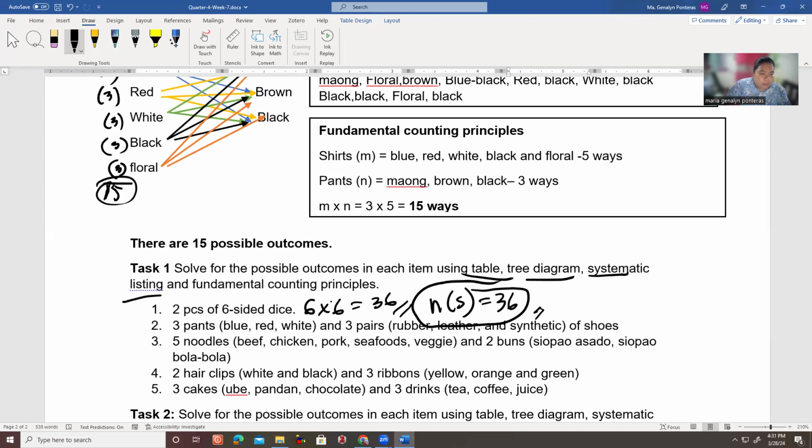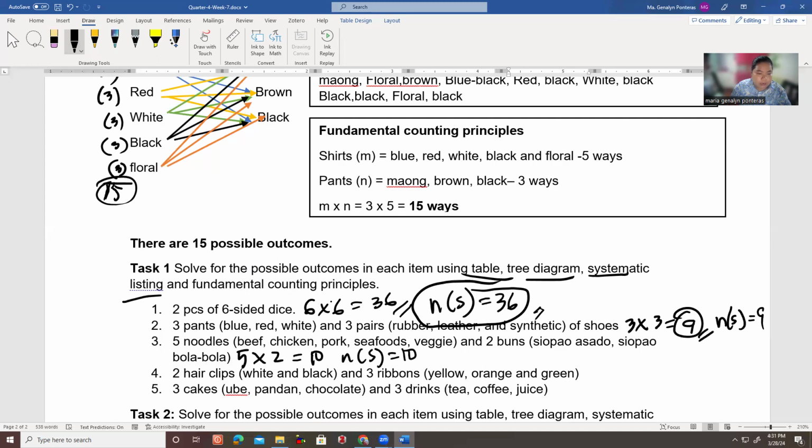For the second one, 3 pants, blue, red, white, and 3 pairs of shoes, rubber, leather, and synthetic. How many outfits are there? 3 pants times 3 pairs of shoes gives you 9 possible outcomes. For number 3, you have 5 noodles, beef, chicken, pork, seafoods, veggie, and 2 buns. So 5 times 2 is 10. The cardinality is 10.